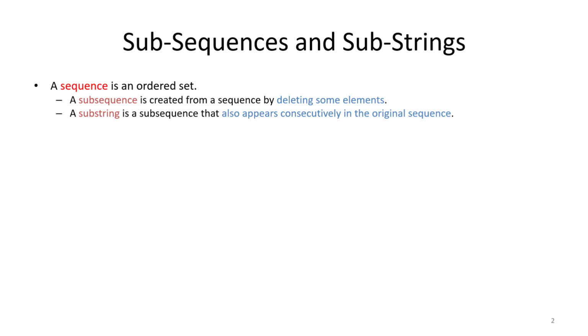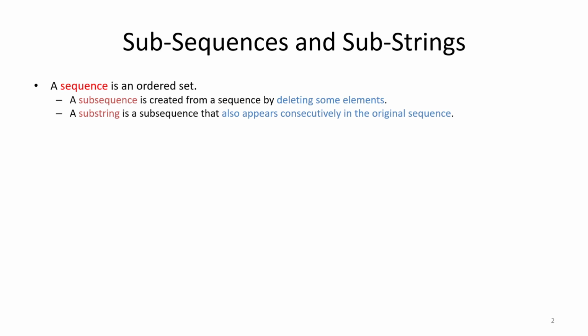First of all, let's remind ourselves that a sequence is an ordered set. We took a look at a sequence earlier when we were looking at the longest increasing subsequence problem. There we also introduced the idea of a subsequence. A subsequence is created from a sequence if we delete out some of the elements. Remember, a sequence is an ordered set, so order matters, and we create the subsequence by deleting out some of the elements, meaning that the order of the original sequence is maintained among the elements that remain after we delete some. So that's how we create a subsequence.